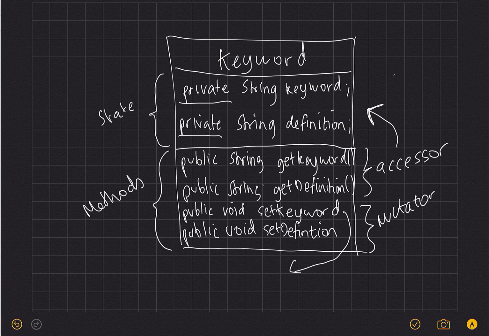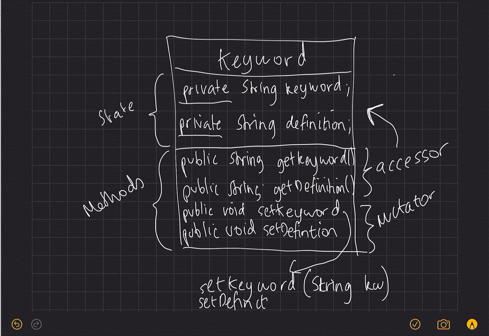If we think about setKeyword, do we need to provide the computer with any more information to set the keyword? Well, yeah, we do. In the brackets, we tell the computer what information we need to provide for it to be able to set the keyword. So the user, if they want to use this method, needs to provide a String which represents the keyword. It's the same with setDefinition. There's a String, and obviously if you want to set the definition, you're going to have to provide the computer with the definition. So that's the class that you're going to create, with state and methods. Thanks for watching.